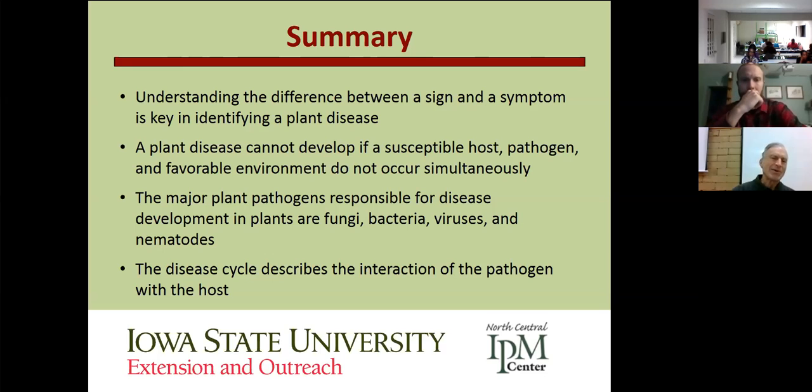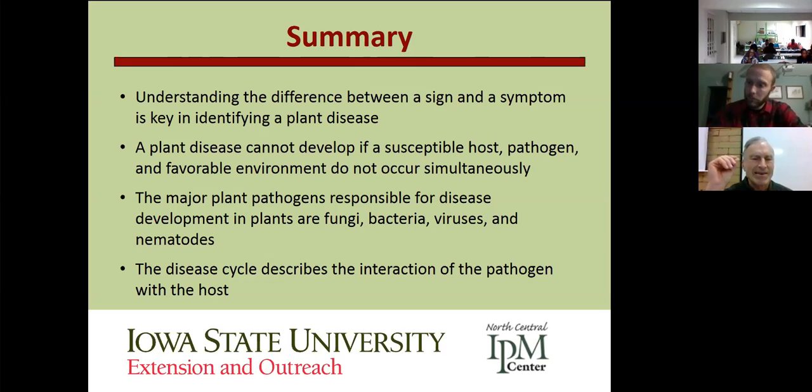The reason that that's important is because when you want to control a disease, sometimes you can manage one or the other of these three things in order to control your disease, because all three of them need to be together to cause a disease. So if you have a host that's not susceptible, then you don't have disease. Or if you can exclude the pathogen from your fields, then you don't have a disease. Or if the environment is too hot or too cold or too dry or too wet, then you won't have the disease.